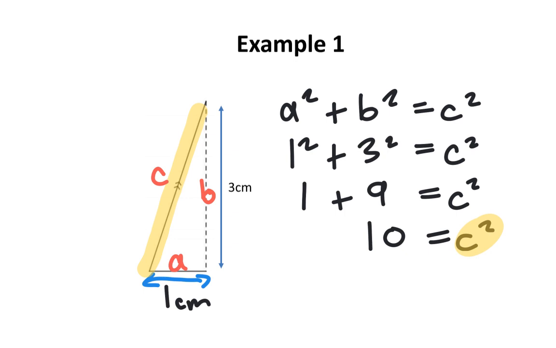Therefore, the opposite of squaring something is square rooting it. And what you do to one side of an equation, you must do to the other side of the equation. The square root of 10 is approximately 3.2. Therefore, the hypotenuse here is 3.2 centimeters long, which is much more reasonable than 10 centimeters.